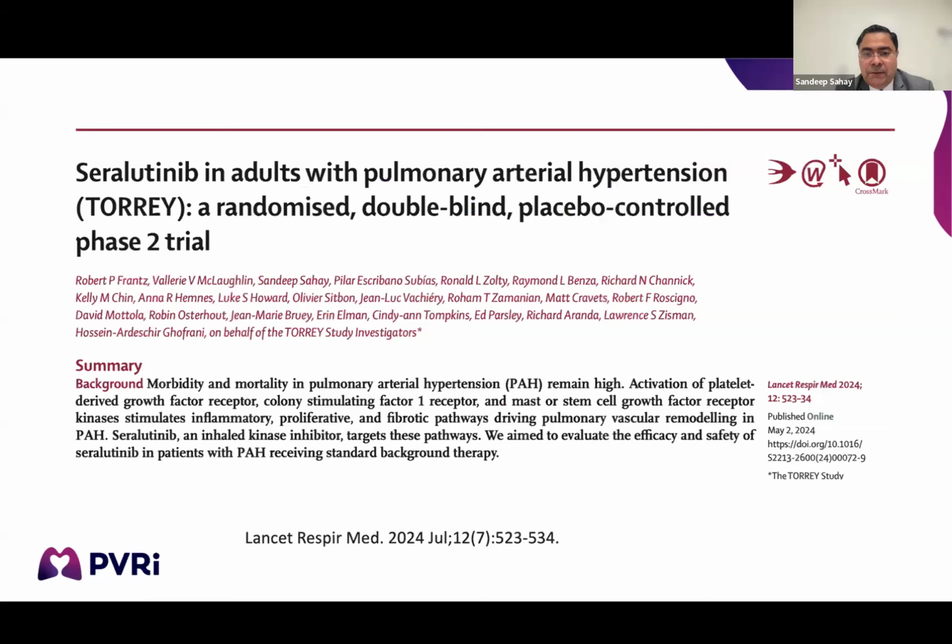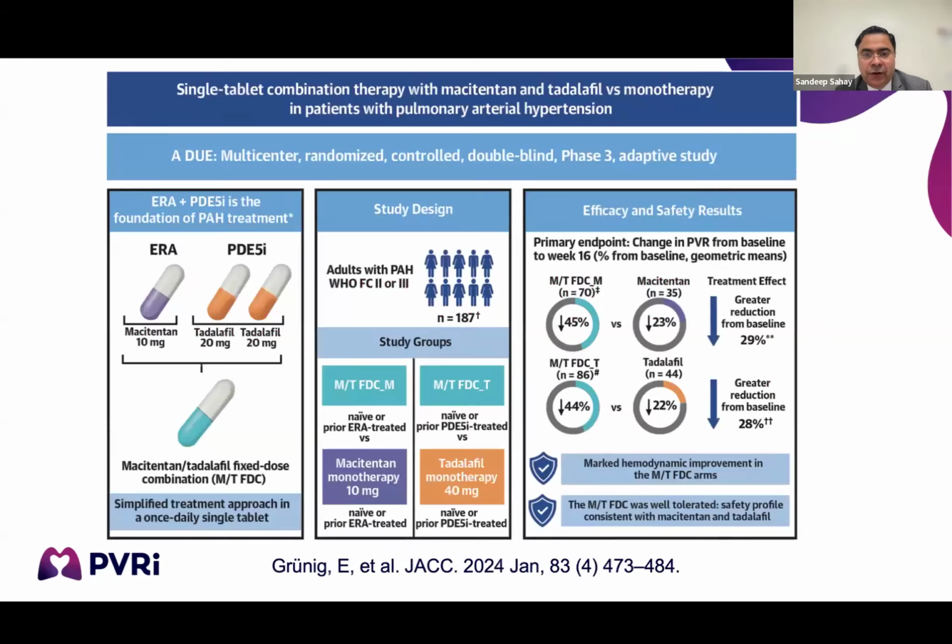Then let's talk about some drugs in the pipeline which are showing some promising results, and seralutinib is one of those. It's a platelet-derived growth factor inhibitor, but it also has some anti-inflammatory antiproliferative properties through c-KIT and CSF1 blockade in the macrophages. This is an inhaled drug, given twice daily, and in phase 2 it met the primary endpoint of hemodynamic improvement. This was published in Lancet, and currently the phase 3 study is ongoing, and hopefully soon we will have the results of the phase 3 data.